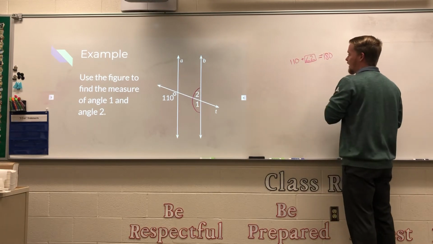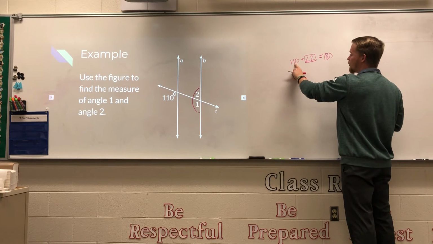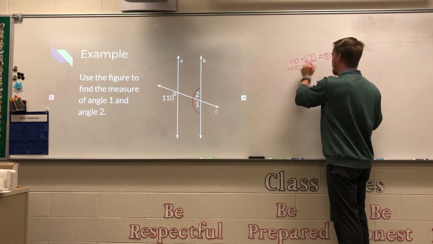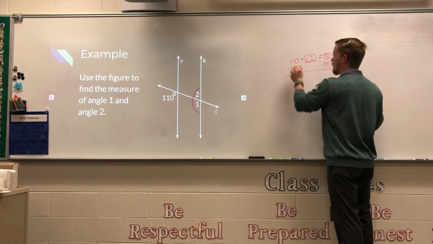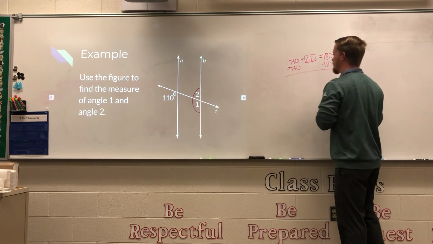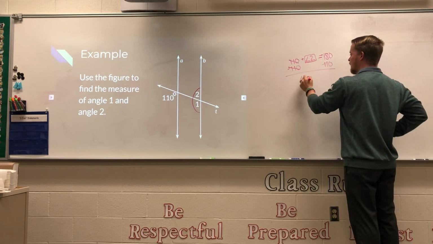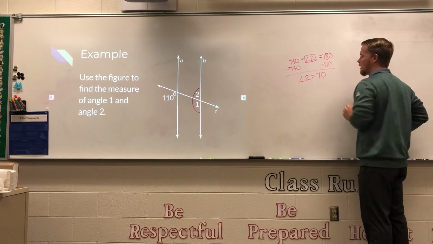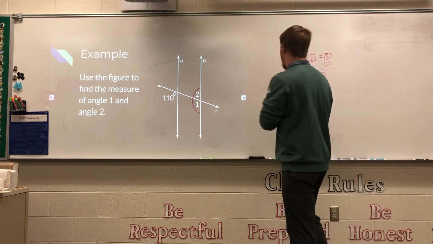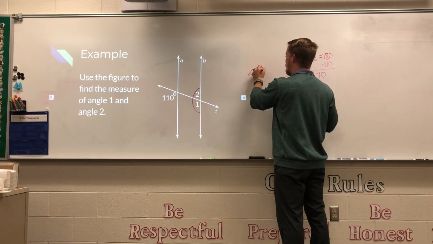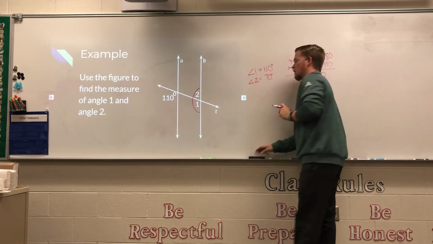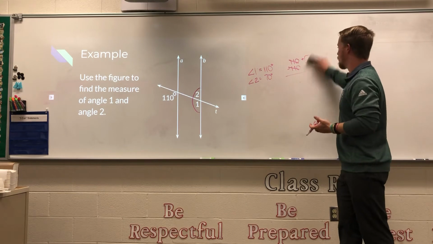We have to get angle 2 by itself. So we have to move 110 degrees. In order to move a positive 110, you subtract 110 from both sides. The positive 110 and negative 110 cancel, leaving me with angle 2, which is what I want. And then 180 minus 110 is 70. So that tells me that angle 2 is 70 degrees. So my final answer is angle 1 equals 110 degrees. Angle 2 equals 70 degrees. And that's just using the rules that we had just went over.